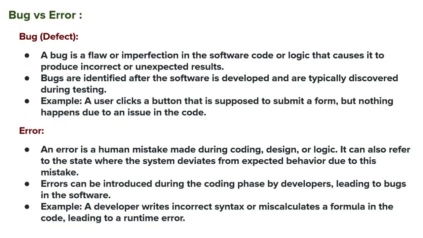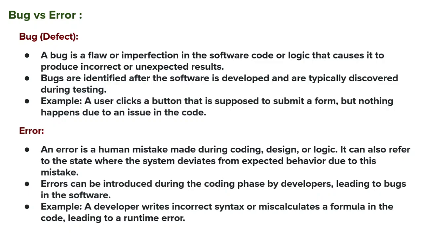A simple example is a user clicks on a button that is supposed to submit a form, but nothing happens due to an issue in the code. So that is a bug which gets identified after development is completed and during the execution. But what is an error? Error is a mistake.